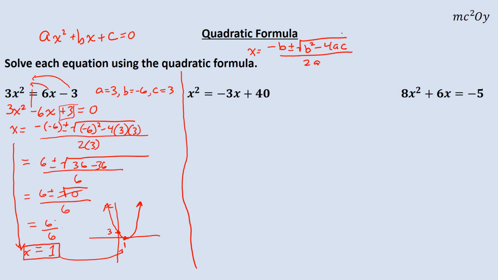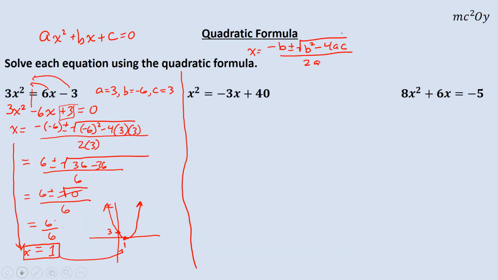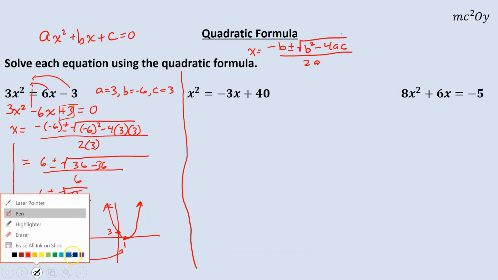Notice the discriminant value would have been 0, which would have told us that the solution was 1. Remember, if our discriminant is 0, that's where we get that one real solution. All right, so we're going to try a different one here, and I'm going to go ahead and switch colors.